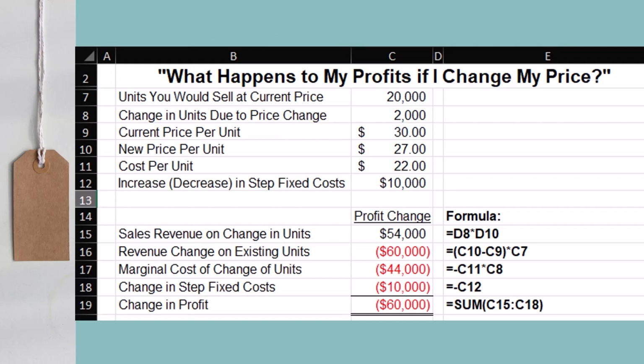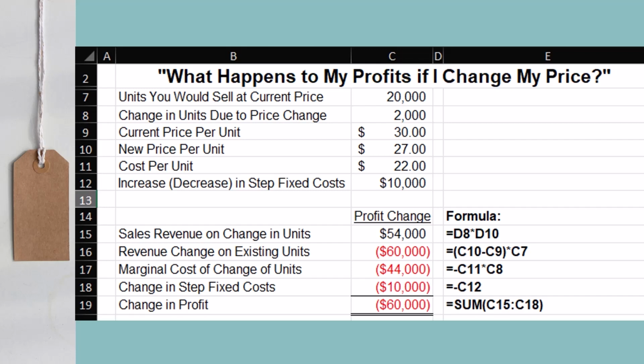Here's an example of a marginal contribution calculation. Let's say you currently sell your product for $30. Some employees say that cutting your prices by 10% will increase sales by 10%. Will that increase profits? Let's walk through an analysis. The assumptions are on the top half and the calculations are at the bottom.